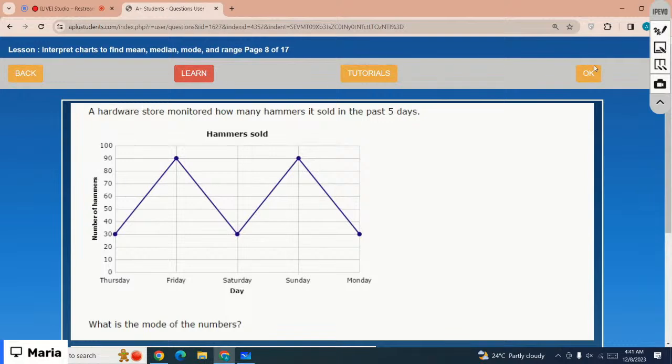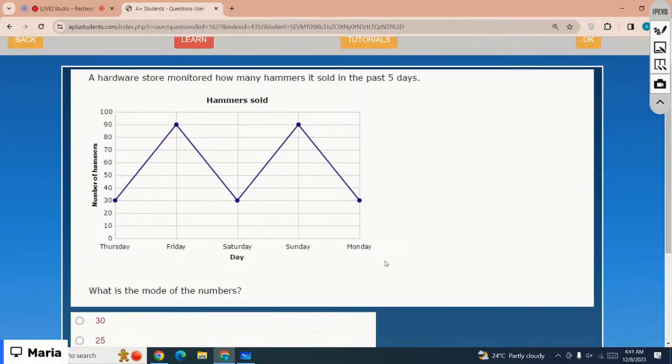90? No, 90 appears only 2 times. 30 appears 3 times in the data, right? So the correct option is 30 it is, right? Very good. The mod value is 30.